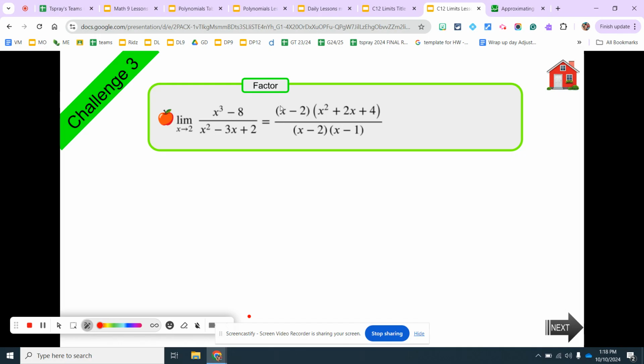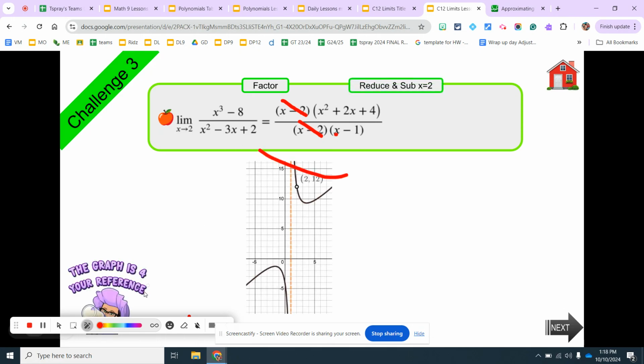Notice here that we have the x minus 2 times blah, blah, blah, and then we have an x minus 2 times x minus 1. These two are going to cancel. Notice that there'll be two restrictions: x can't be 2 and x can't be 1. When we substitute the 2 into this, remember this will cancel, and then we'll just have 4 plus 4 plus 4 over 2 minus 1. So the limit is 12, and that's exactly what we get.